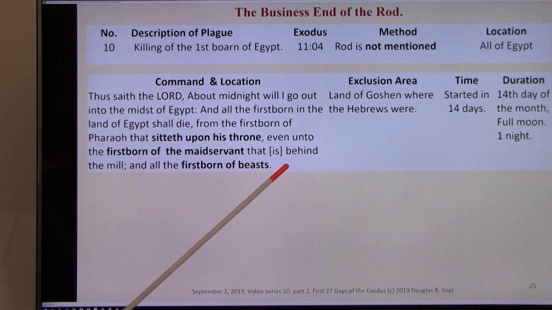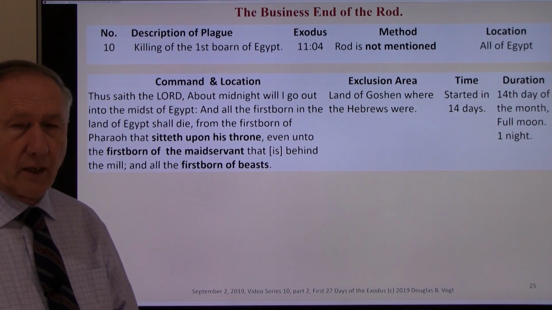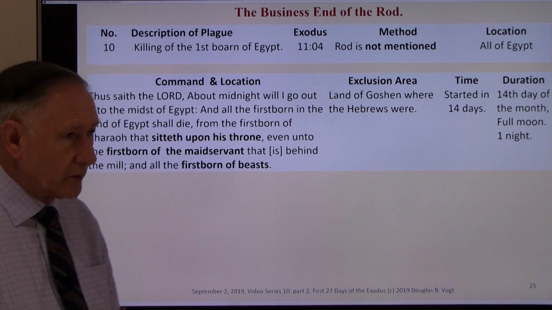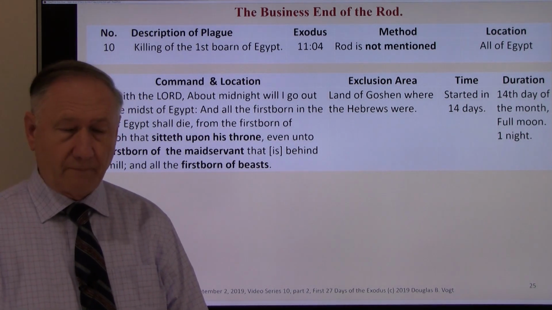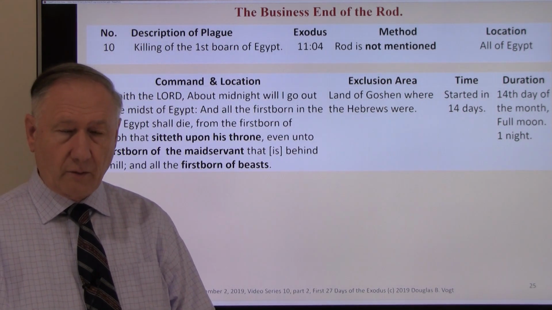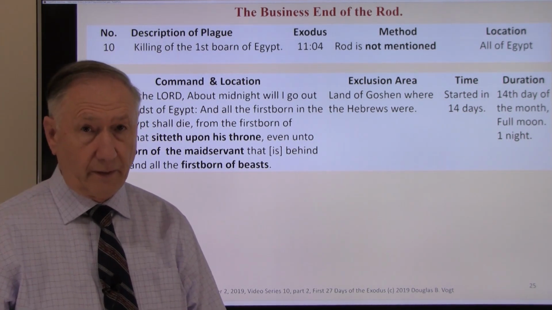10, killing the firstborn of Egypt. The rod is not mentioned at all. But you know the command had to be given by Moses or his brother. And it says, now this is the interesting part here, and all the firstborn in the land of Egypt shall die, from the firstborn of Pharaoh that sitteth upon the throne. Amenhotep IV's son was Shenenkara. You'll see him in a second. And he was a joint pharaoh. The father put him on the throne with him, I guess to ensure who's going to be pharaoh after him.